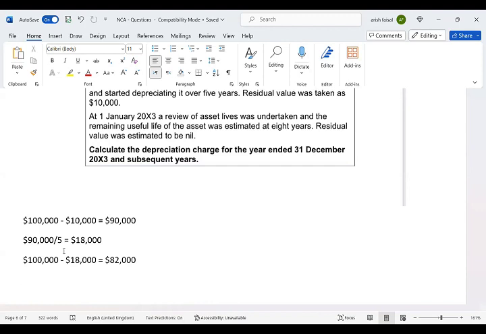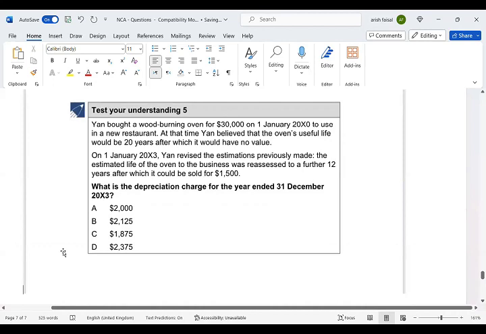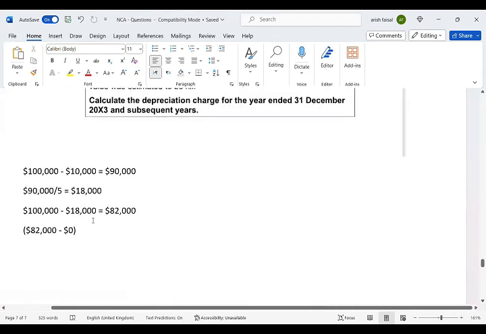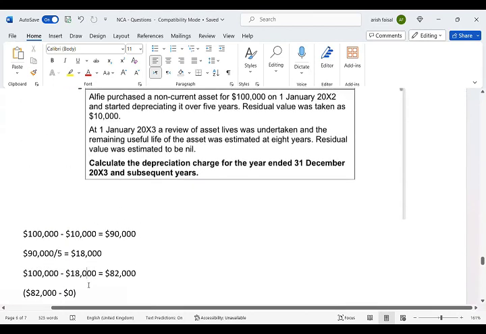So this assumption has also been changed. Initially, you were expecting that you will be getting 10,000 at the end of the fifth year, but now you're going to be using it for a further 8 years, so total 9 years basically, and you will not be getting any residual value at the end of it. So now the revised carrying value is 82,000 minus we don't have any scrap value. So now this 82,000 is the new depreciable amount which you have to depreciate over a period of 8 years.